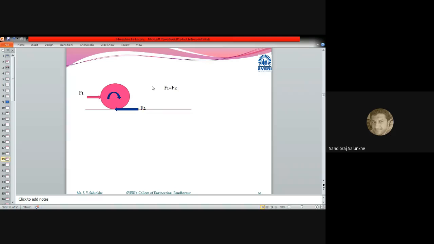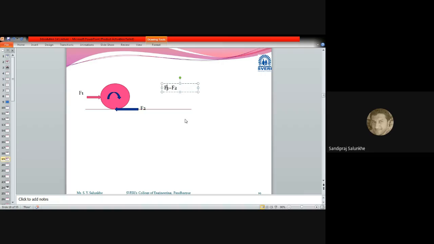So what will happen if we have this condition that F1 is equal to F2? The object will stay at rest. It does not move, it is at rest position. At rest position, right? It will be stationary. That is called equilibrium of forces, right?